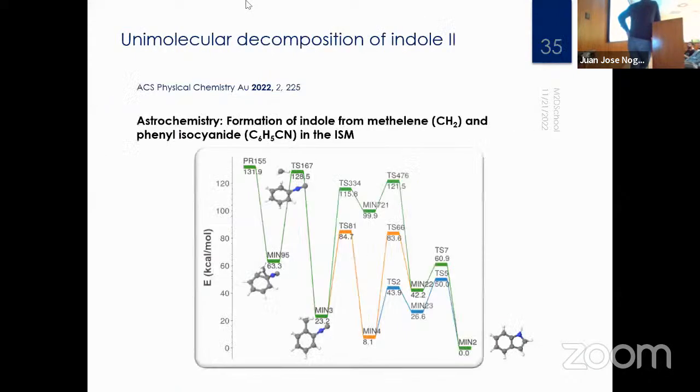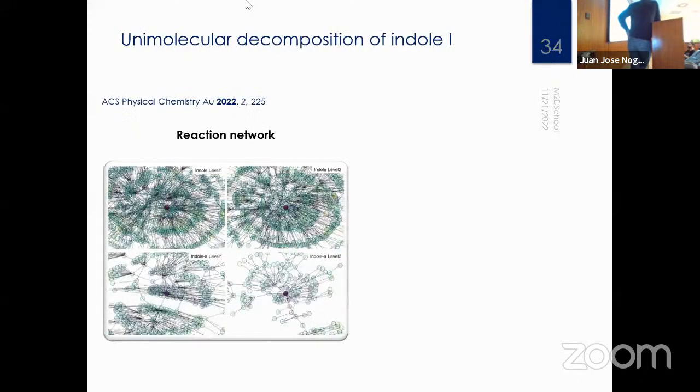Let me just show you this. I don't expect you to see anything here. Actually, the reviewer of this paper was very funny. He was like, I don't see anything in this graph, either make it bigger or just remove it from the publication. And this is just to show the complexity of the kind of things you can find. Here we found thousands of nodes, and this is indole. We studied the decomposition of the molecule. You get thousands of nodes.